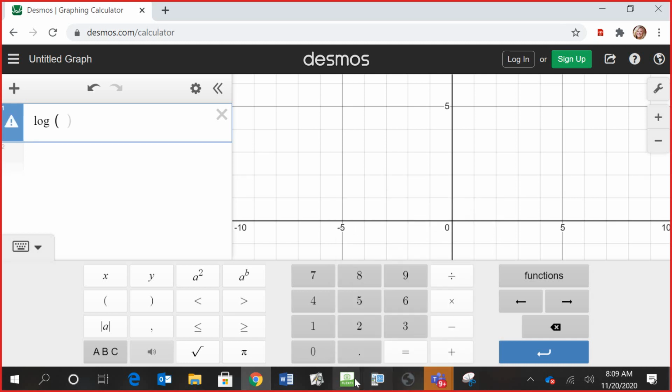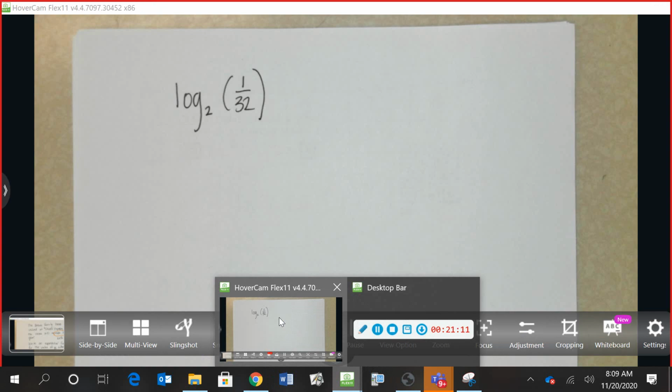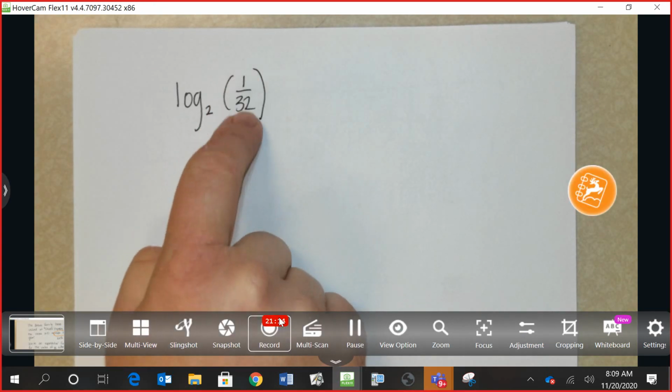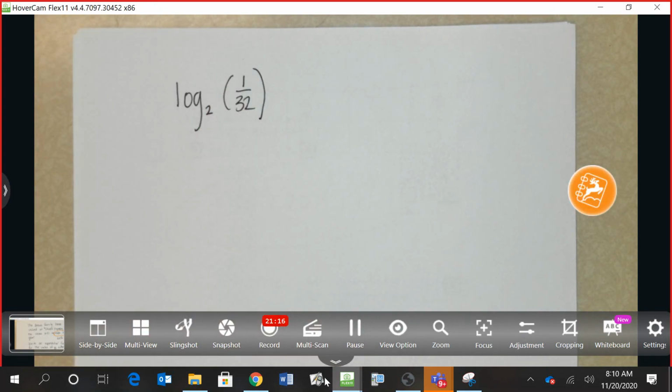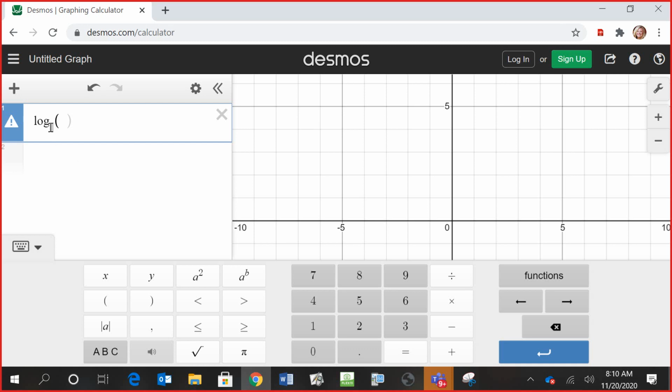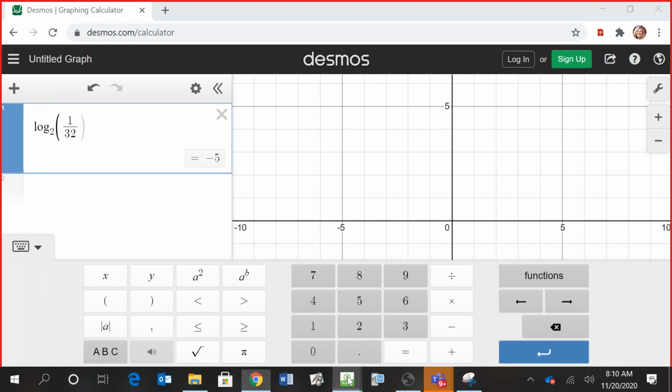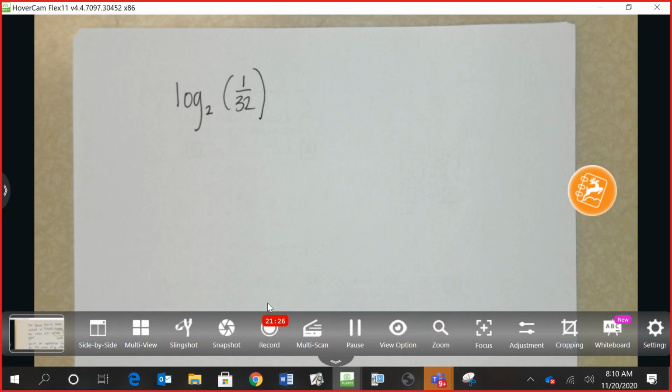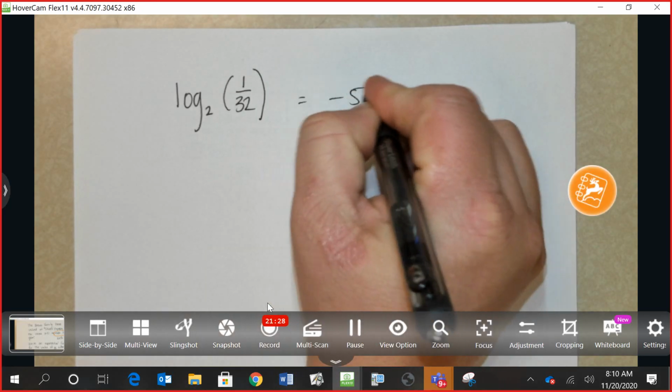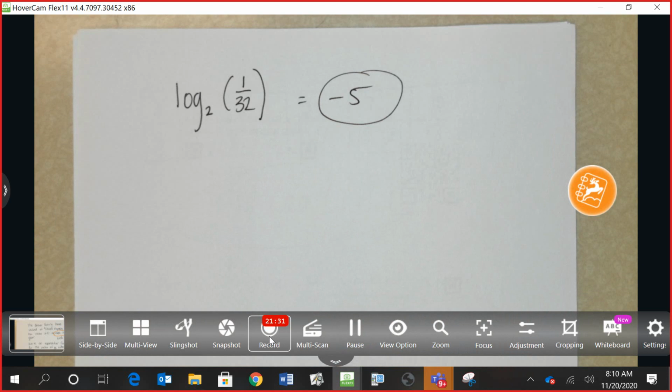Now for the problem we just did, a reminder that it's base 2 of 1 over 32. So this becomes a 2, and this is 1 divided by 32. The answer is -5. That's all I have to do. So you're wondering, what do I put for an answer? It says to evaluate it. You're simply typing in -5.